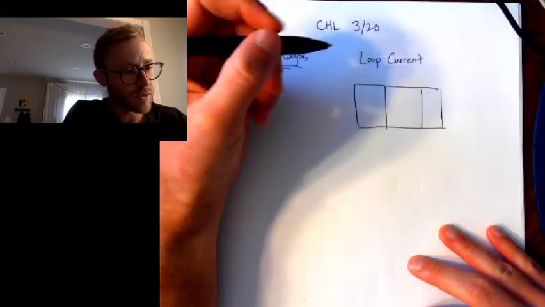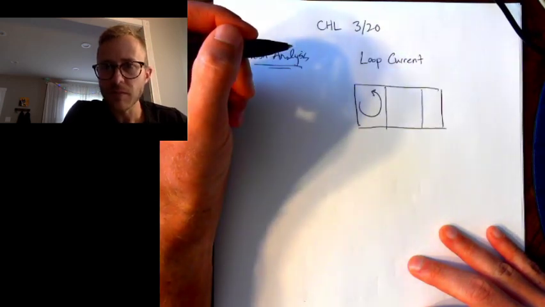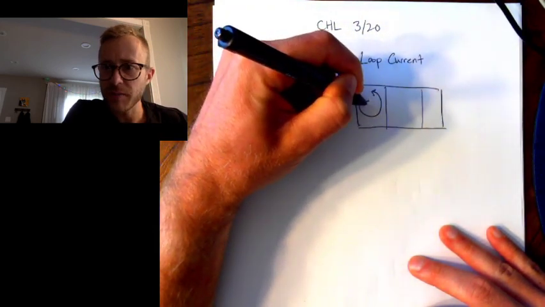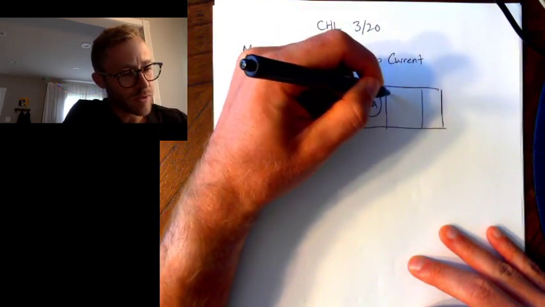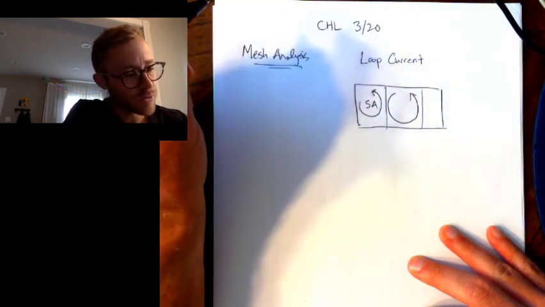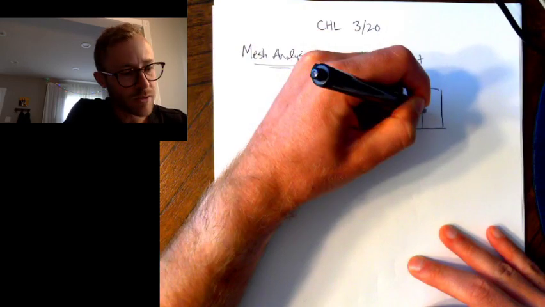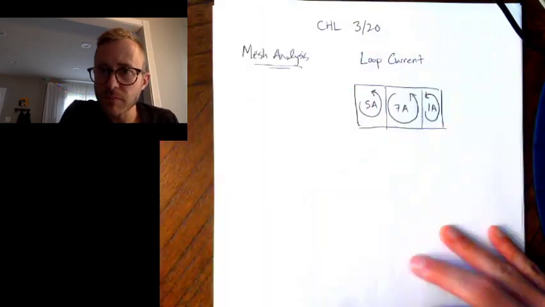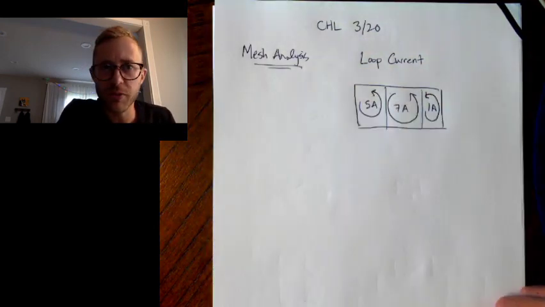There's a loop current going around this loop, and I'll say that that's 5 amps. And then there's a loop current going around this loop that is 7 amps. And there's a loop current going around this loop that is 1 amp. So there's 3 loops in the circuit, so I have 3 loop currents.